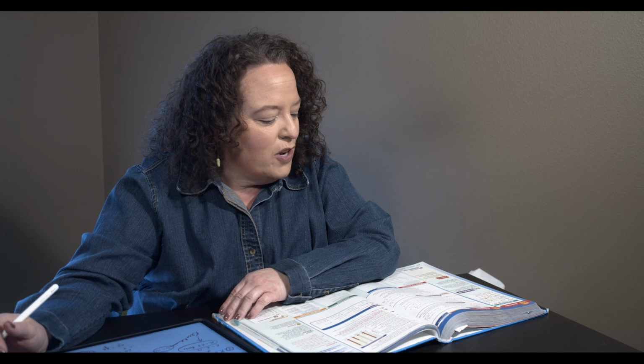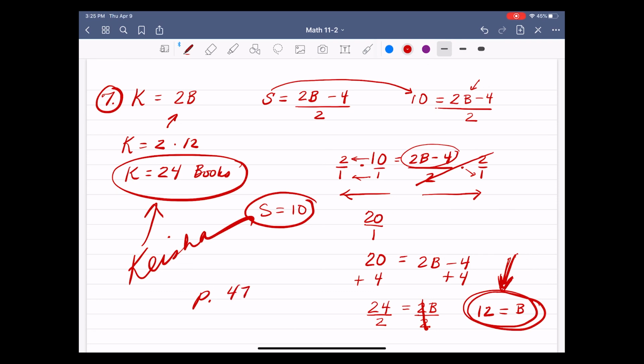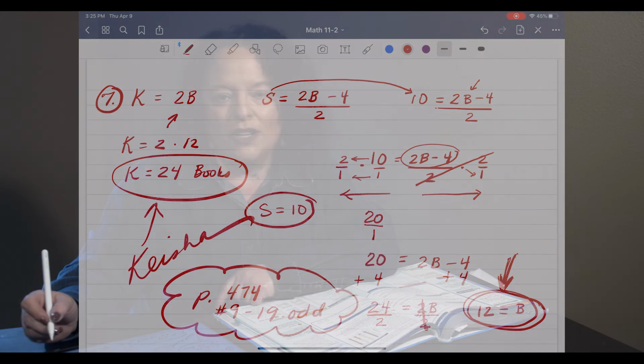Before I check out though, I want you to complete problems 9 through 19 odds. So your assignment is page 474, numbers 9 through 19 odd. And with that, I want you to remember that I want to see your work. I want to see all of it, every single last little bit of it.